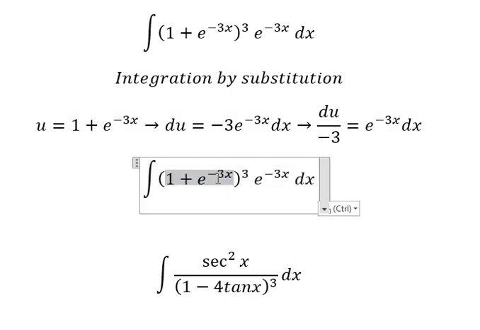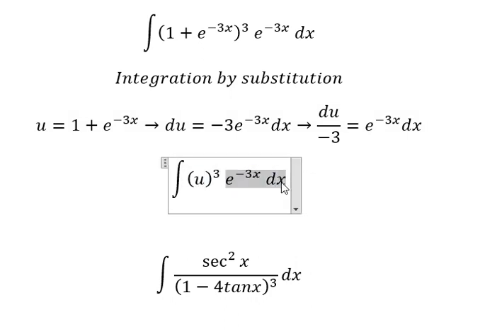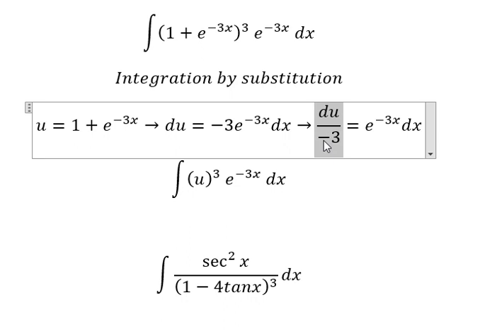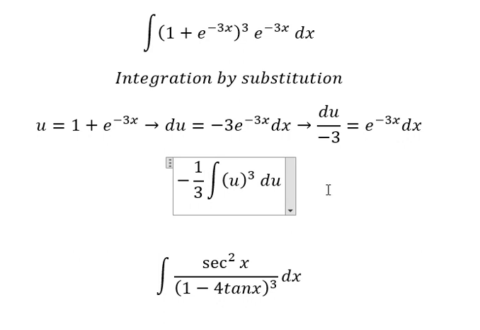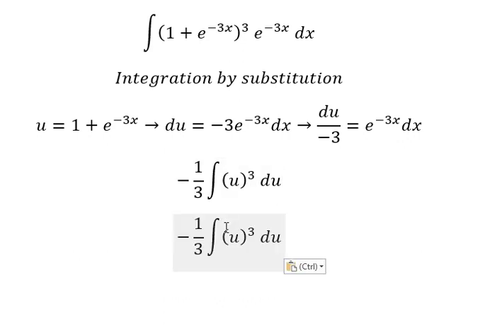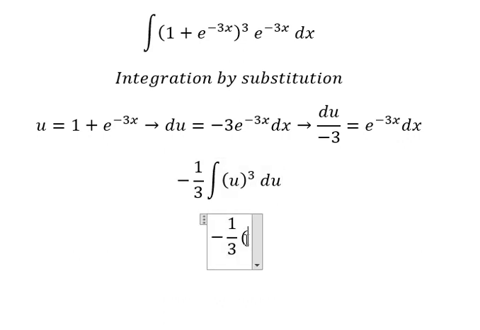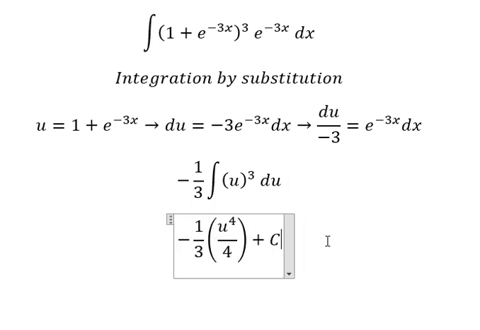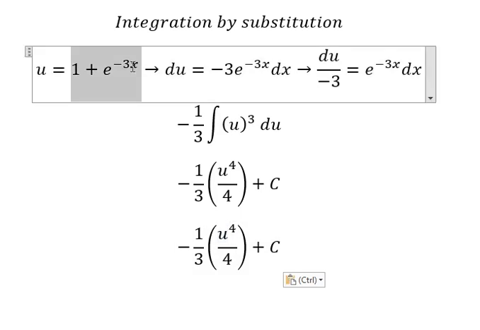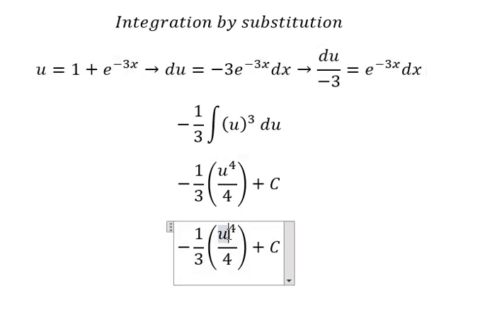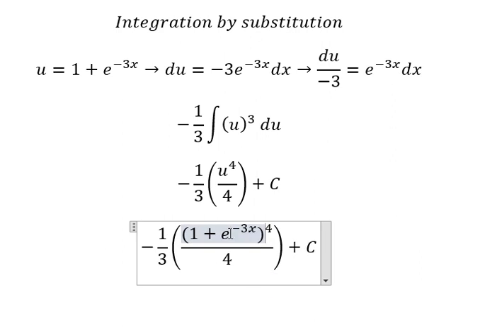This one we change for u. This one we change for u over negative number 3. So the integration of this one is u to the power of 4 over 4. About u, that is this one. And this is the final answer.